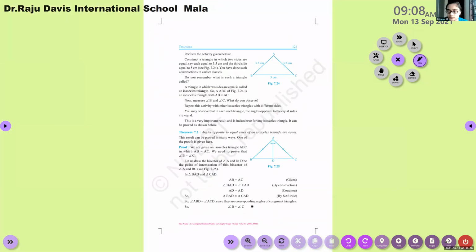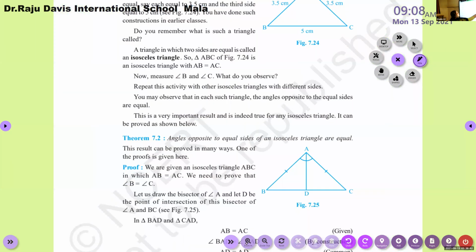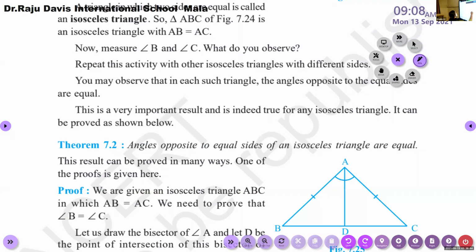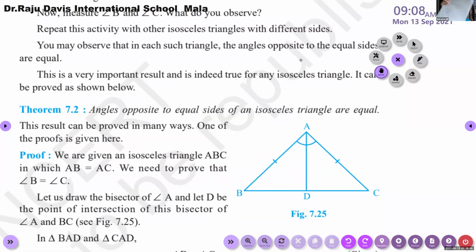Now, children, we are moving to the next part of the chapter. Write theorem 7.2, and the page number. Page number, one second, let me check.